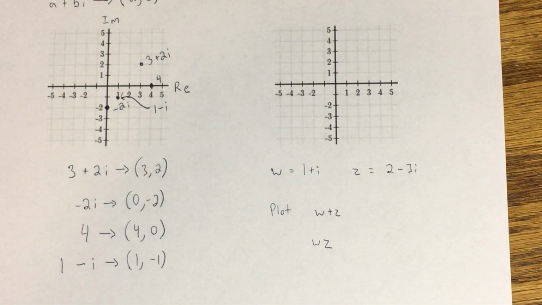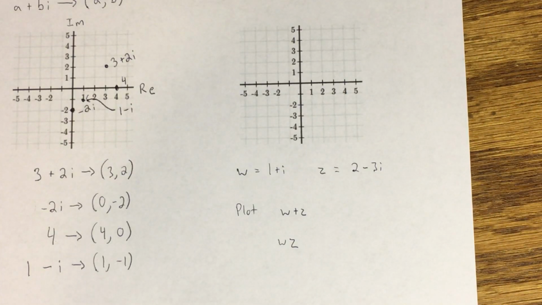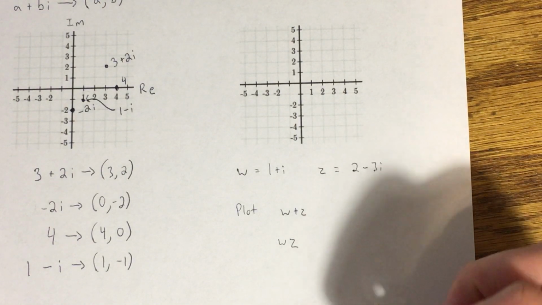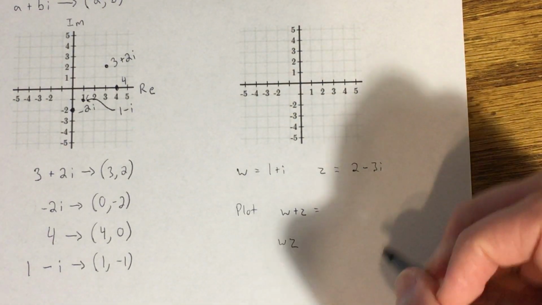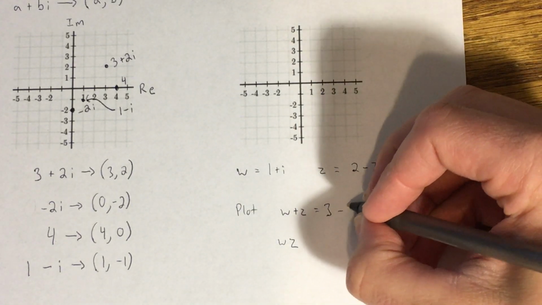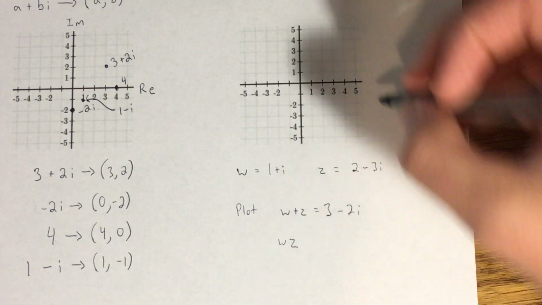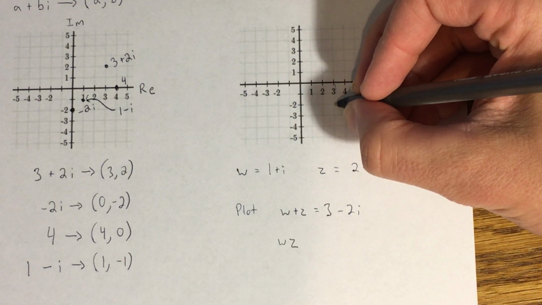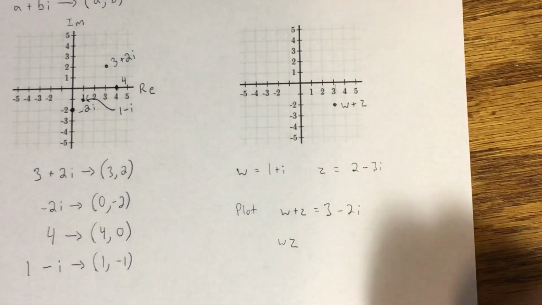We know that if we add or multiply two complex numbers, the result is another complex number, and that's something that could also be plotted in the complex plane. So if I were to add these two, 1 plus 2, that's 3. i plus negative 3i would be negative 2i. I would associate this with the point (3, -2). That would be here. So this is the point that I got from doing w plus z.